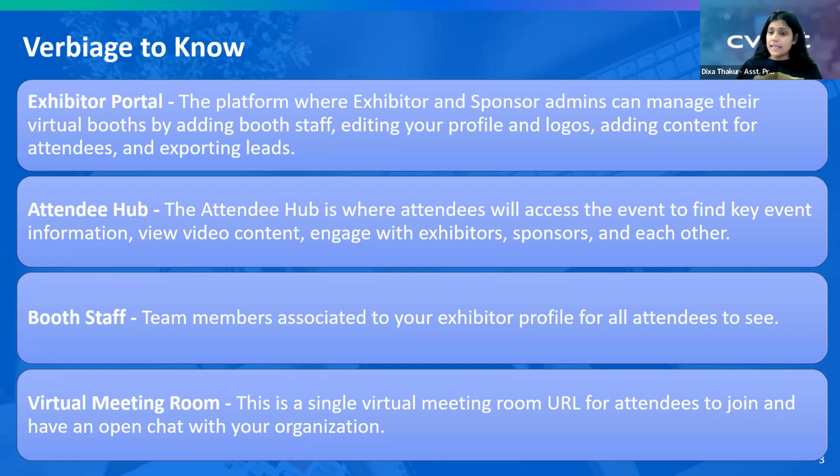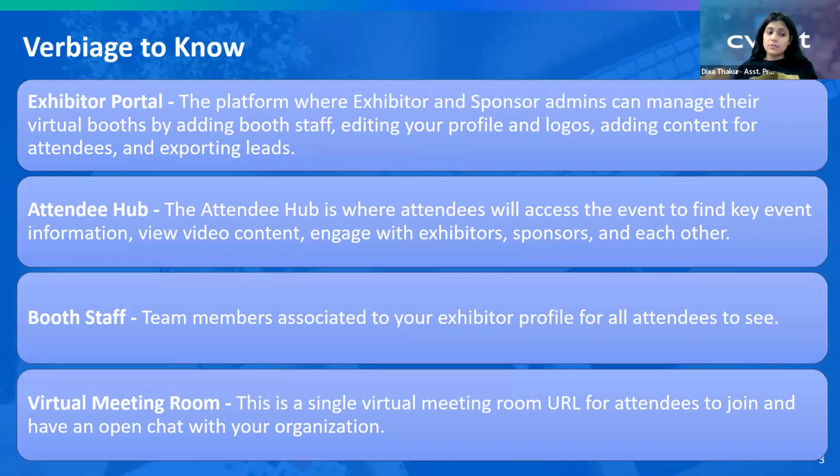Your attendees go ahead and see or engage with your exhibitor profile on a platform that's known as Attendee Hub. So the second verbiage is the Attendee Hub. This is where all your attendees will access the information about the event and will engage with your exhibitor profile. They'll maybe watch a video that you might have uploaded or engage with any booth staff member.